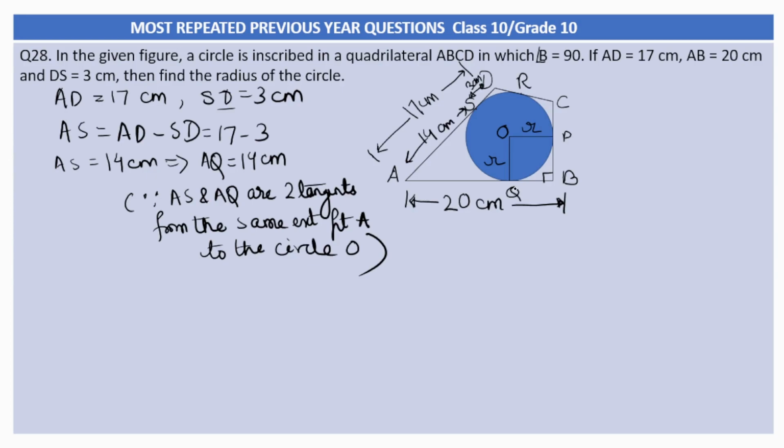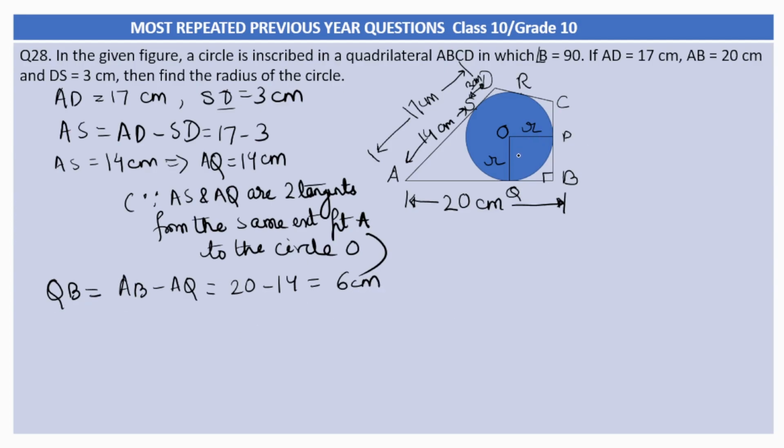Now if we know AQ, then we can easily find the QB value. Therefore, what is the value of QB? QB will be equal to AB, whole of AB minus AQ. This is very simple maths. AB is 20 minus 14, which is 6 centimeter. We have found the value of QB.